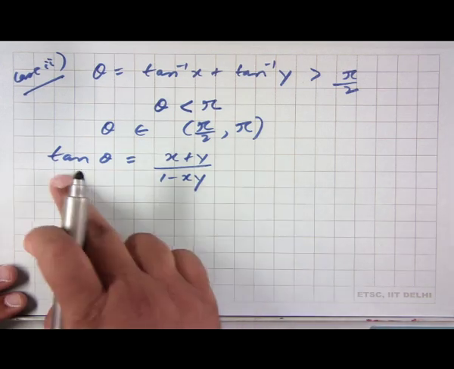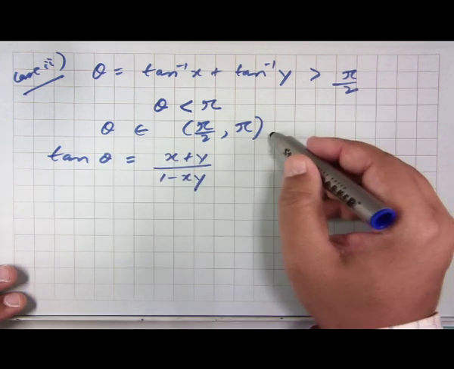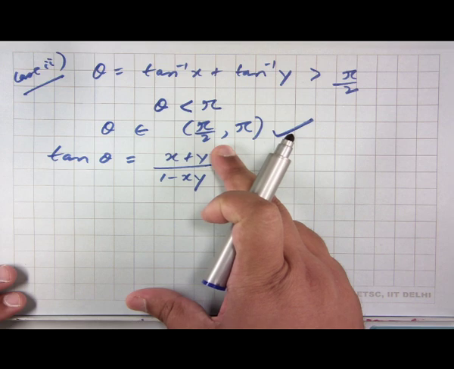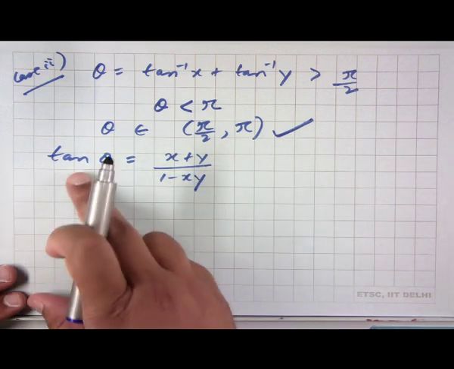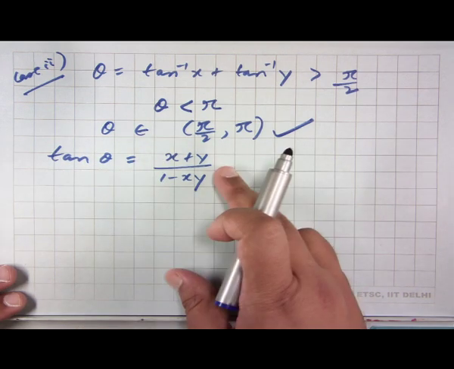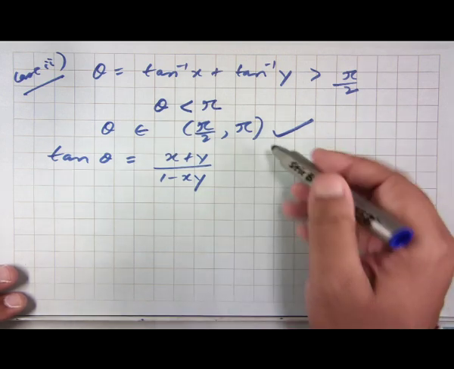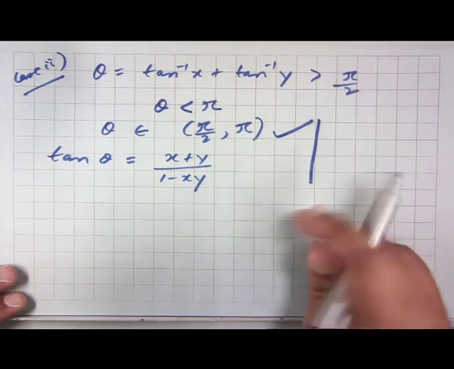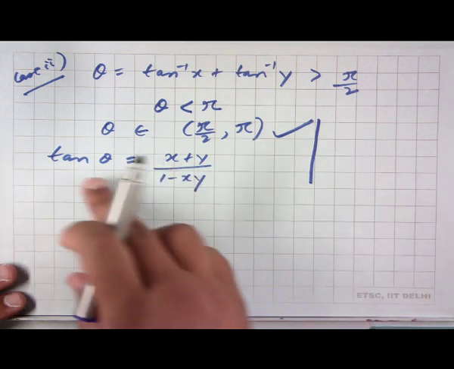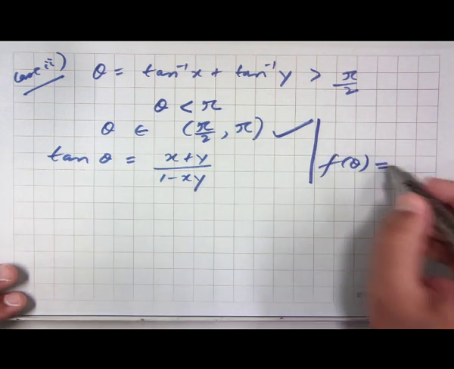So, the basic problem is again that we are given that theta must belong to the interval pi by 2 to pi, and at the same time it should satisfy this equation that tan theta is equal to x plus y over 1 minus x y. So, if you remember, this again is a problem of the type that we were discussing in the first few slides, that you have f of theta, where f is the tan function, equal to some z.